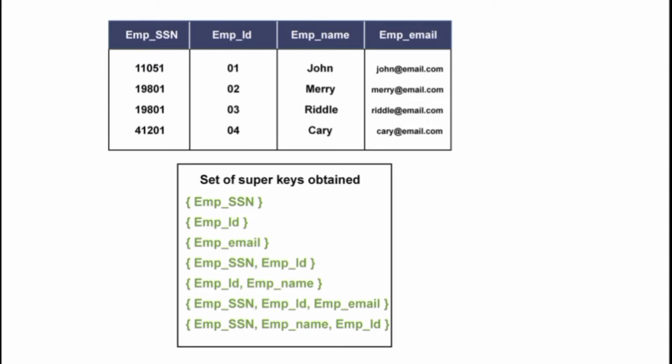Here columns represent attributes. These columns, employee SSN, employee ID, employee name, employee email, represent attributes. Rows represent individual records of an employee. Now you can ask a question, what are attributes? Attributes are the characteristics of an entity. Now what is an entity? An entity is an independent object in the real world. Employee is an independent object in the real world. So what are the characteristics of an employee? An employee has the characteristics of employee SSN, employee ID, employee name and employee email.